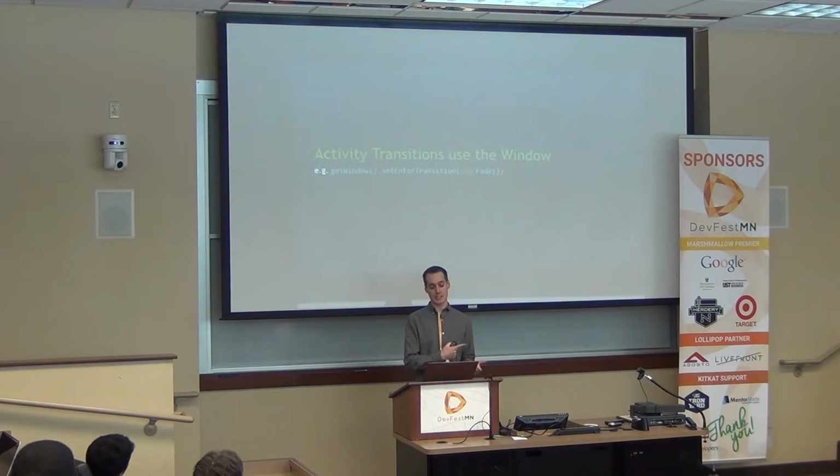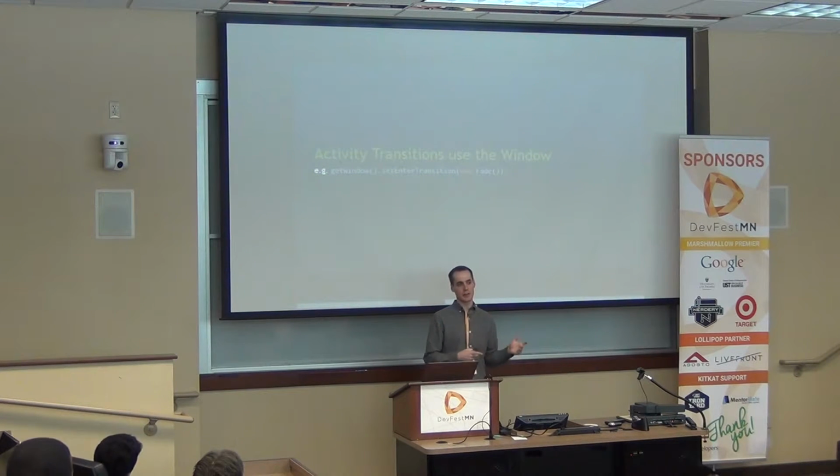Another important thing to know about activity transitions is that they use the window to set their transitions. So you'll see in a little bit that with fragments, you actually call set transition on the fragment itself. With activities, you have to get the window. Another thing to note is that if you have multiple transitions to different things from one activity, you want to make sure that you're setting them appropriately, because the window is shared. Every time you make a transition, it's going to share the same transitions from the window.